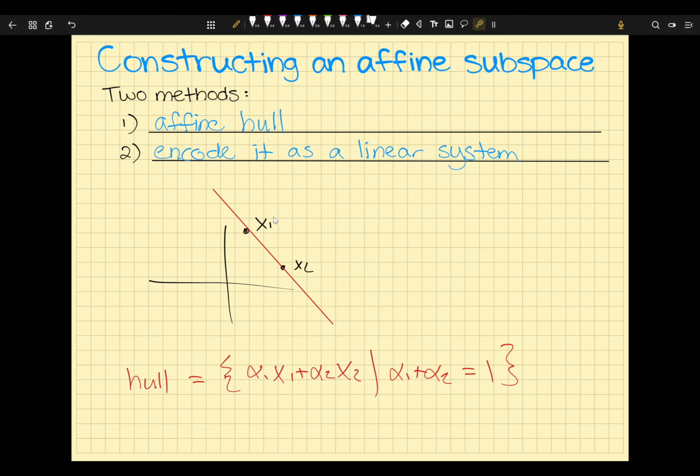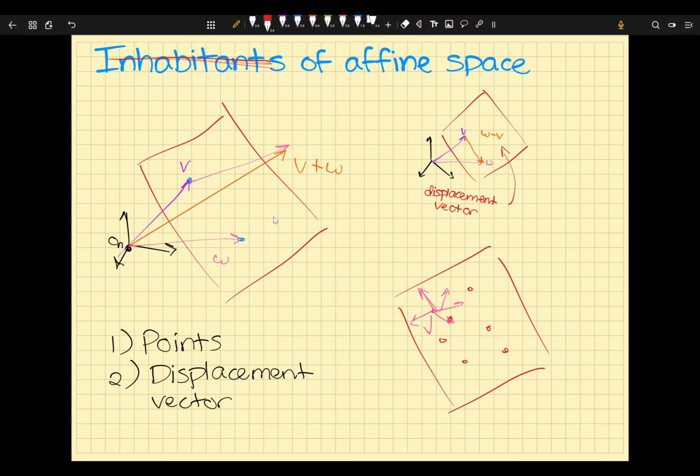Yeah, sorry. Thanks for clarifying, Aiden. Maybe this wasn't correct. The points are the things that live in the subspace, but the displacement vectors are the directions that we're allowed to walk in.